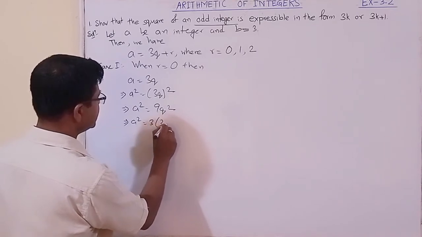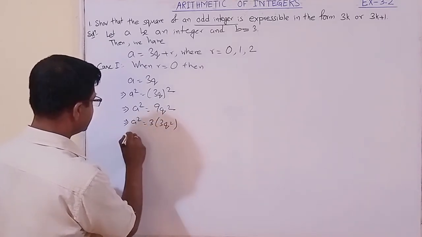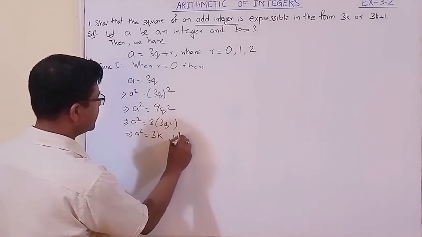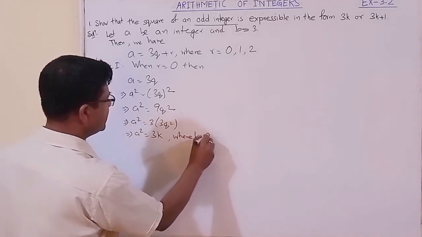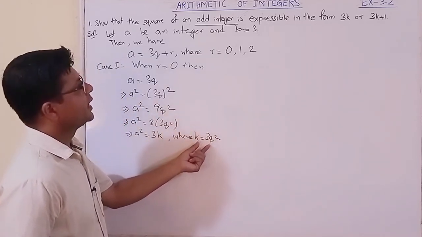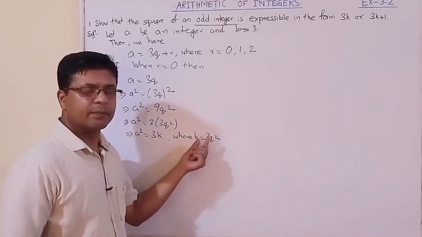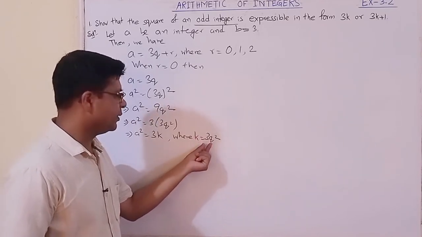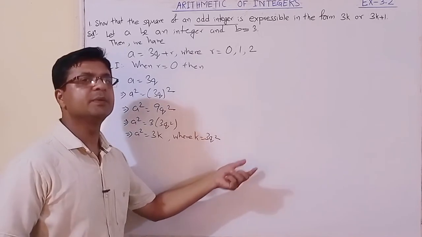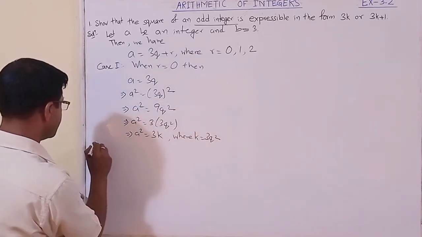3 into 3q square, a square is 3k, where k equal to 3q square. Okay, k is this. K doesn't have any perfect or particular value. K may be anything. Here it is 3q square. In some other case it may be different. Doesn't matter.